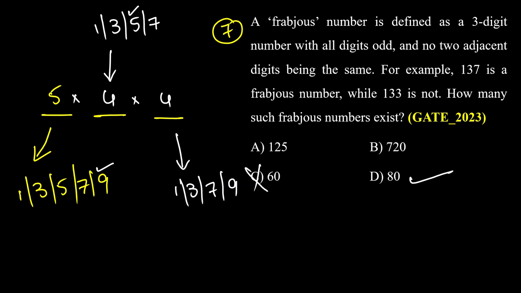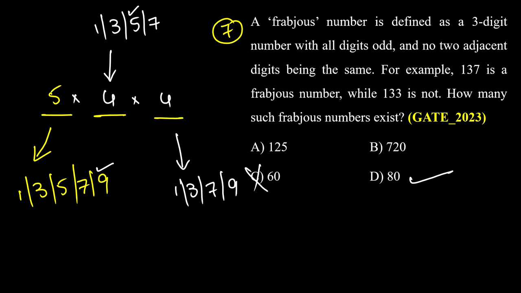A lot of people are telling 5 into 4 into 3, which means that's what I'm telling you: adjacent digits are not the same, but there is a gap. 313, I told you this example already. 313 is allowed. All are odd, and adjacents are not the same. When there is a gap, no problem. So that's the beauty in this question.